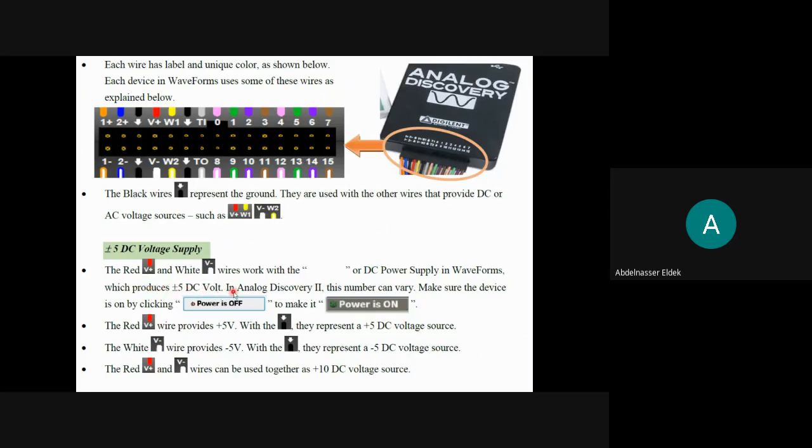So now when you generate positive 5 volt or negative 5 volt, all you have to do is open the voltage and enable it. Then the red will have positive 5, the white will have negative 5. Then you use any one of them with the black to work. If you use both of them together, the white and red, then the voltage will be positive 5 on this side and negative 5 on this side. Then the total voltage will be 10 volt, the difference between them. Okay, that's it.